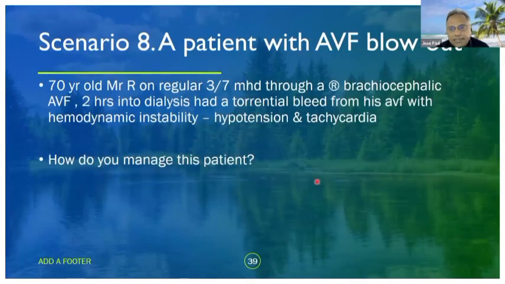Then coming to the eighth scenario, this is a very frightening scenario. This can happen once in a while in a dialysis unit, and this is a medical emergency, and you have to get the help of multiple specialties at the earliest. So a 70-year-old male, Mr. R, was on regular thrice weekly maintenance hemodialysis through a right brachiocephalic arteriovenous fistula. And 2 hours into his dialysis, he had a torrential bleed from his arteriovenous fistula with hemodynamic instability. So he developed hypotension and tachycardia. So this is a real nightmare. And how do you manage this patient?